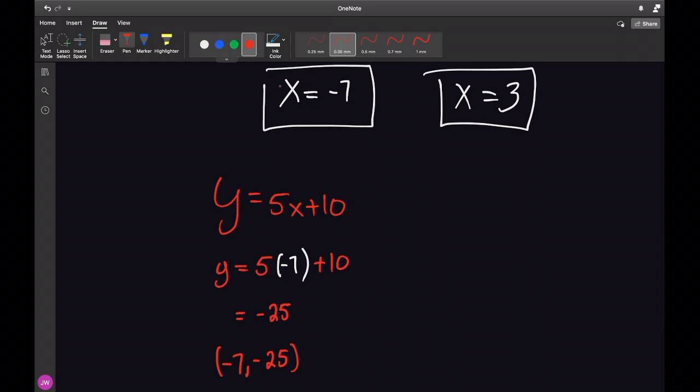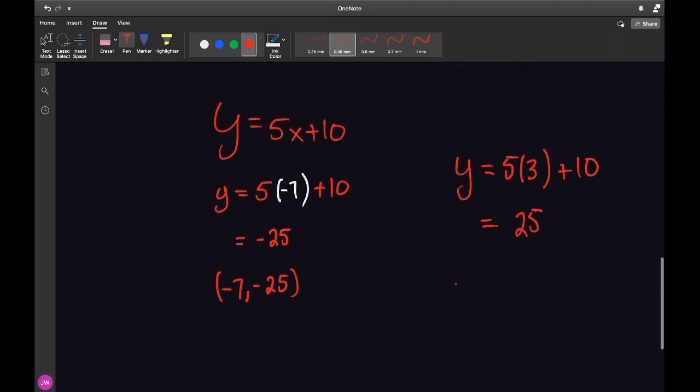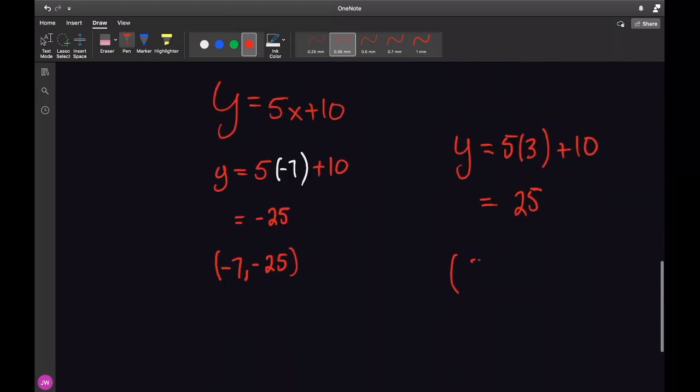And then you can plug in this positive 3. So let's just keep it all the same here. Plug it in for x in 5x plus 10. Well, this is going to be 15 plus 10, which is positive 25. So our second coordinate of intersection is (3, 25).